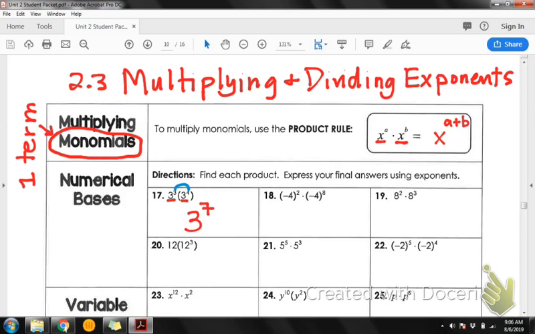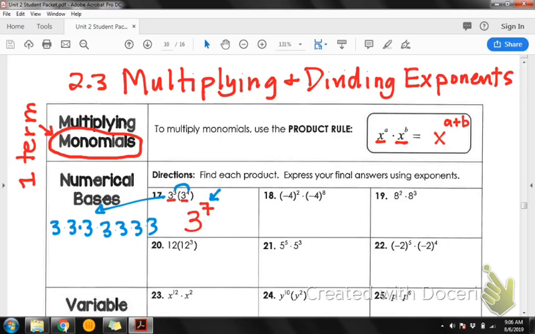What this really means, folks, is we know that 3 to the third means 3 times 3 times 3, right? And 3 to the fourth means what? 3 times 3 times 3 times 3. So how many 3's do I have together? 7. That's where this 7 comes from. We have 7 3's all lined up. Questions on 17?